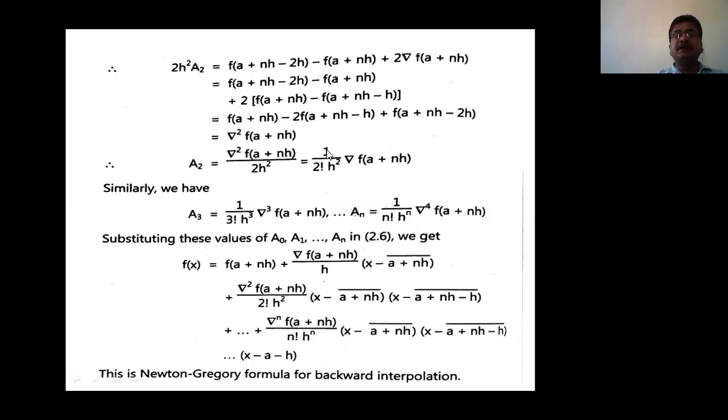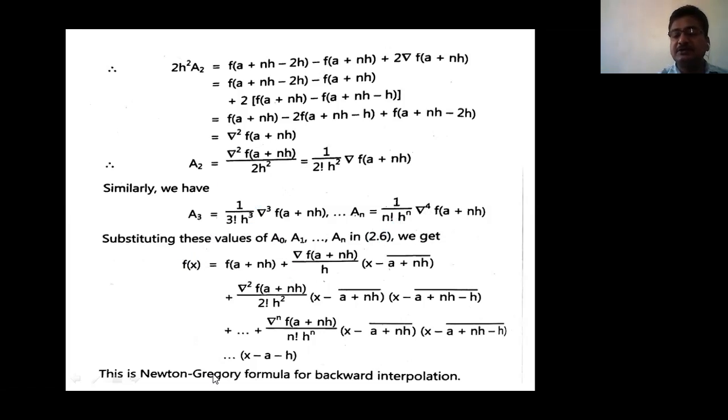So similarly, if you find a3, then it is 1 by 3 factorial h cube del cube f of a plus nh. And this way a4 is what? 1 by 4 factorial h raised to 4 del raised to 4 f of a plus nh. And an is what? 1 by n factorial h raised to n del raised to n f of a plus nh. So substituting all these values of a naught, a1, a2, a3, an in equation number 2.6, we get.